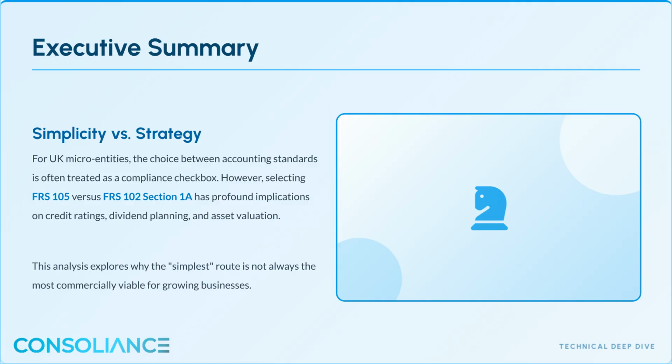Let's start with the executive summary. The core conflict here is simplicity versus strategy. For UK micro-entities, the temptation is always to choose the simplest route to minimize administrative costs. However, the simplest route, FRS 105, often hides the true value of your company. If your roadmap includes refinancing property, seeking external investment, or exiting the business, the accounting standard you choose today will dictate the strength of your balance sheet tomorrow.